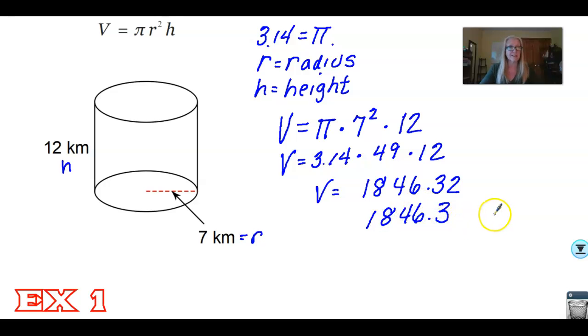Now, if you were doing this in Edulastic, perhaps the correct answer would be 1846.3. It might be rounded to the nearest tenth. All right. Just know that you've got the right answer, and that's the one you would want to pick.